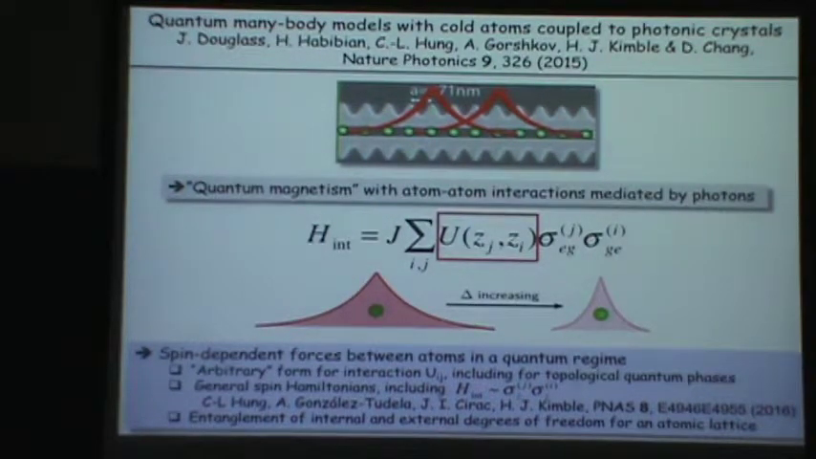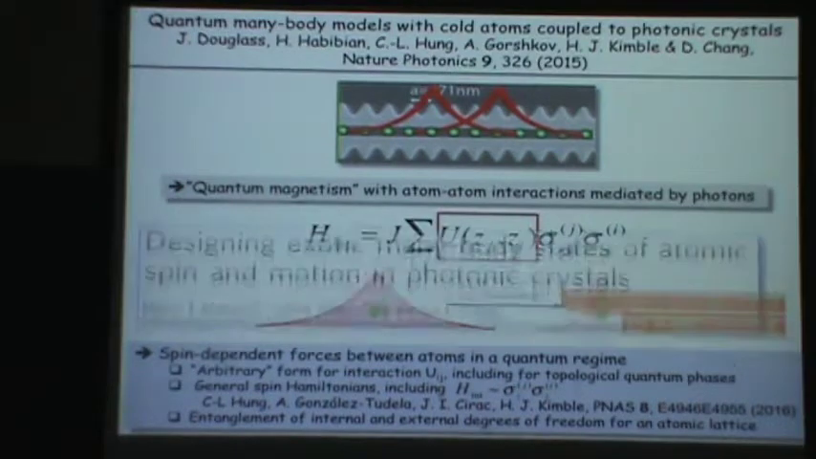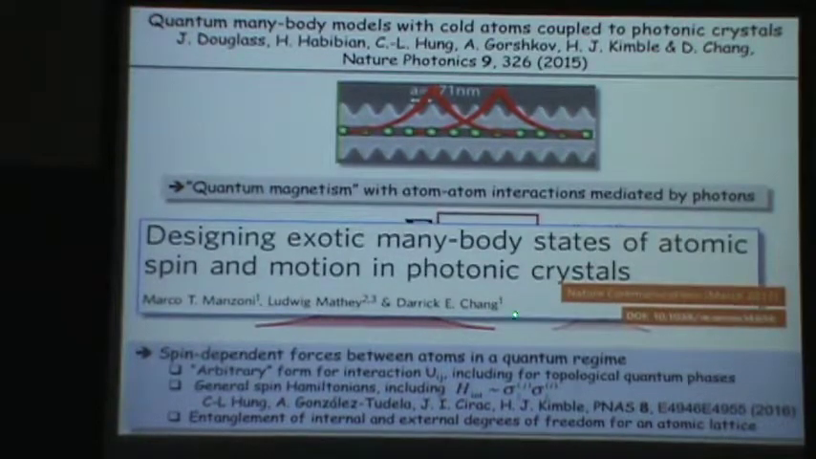And the motion, the external motion, is inherently tied to the atomic degree of freedom. And the kind of leading working evidence for the chain is to show how you can theoretically generate new exotic quantum phases for spin and motion separation.